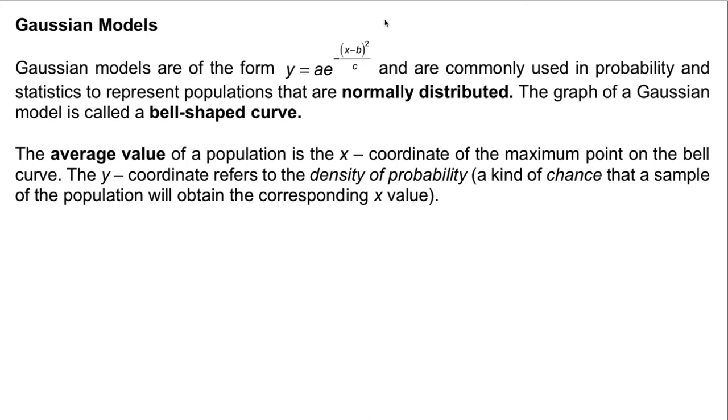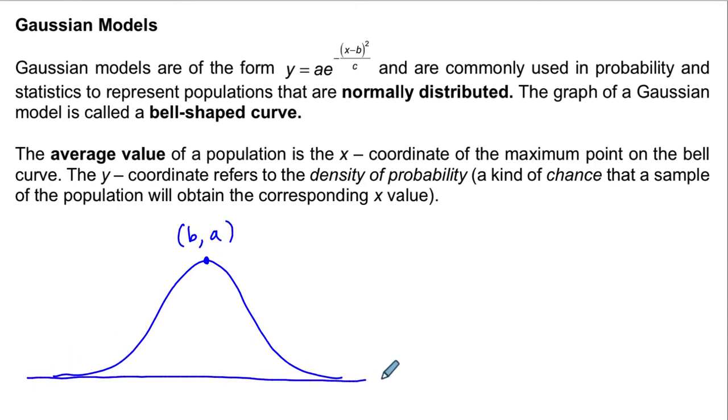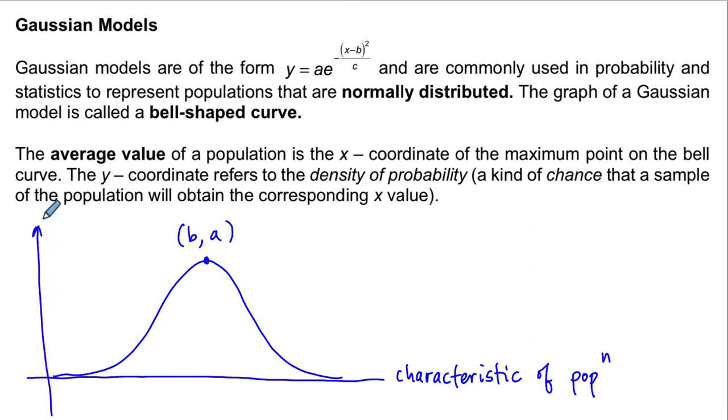Gaussian models are of this form, and for the equation, they have this maximum point which occurs at the coordinates b and a. So x is b and y is a. X typically represents the value of some characteristic of a population, and by characteristic I mean the height of a population, maybe of all 6th grade students or all basketball players or even just all people. And this characteristic of a population is the input variable, and the output variable, the y-coordinate, is some kind of distribution or percentage of people.